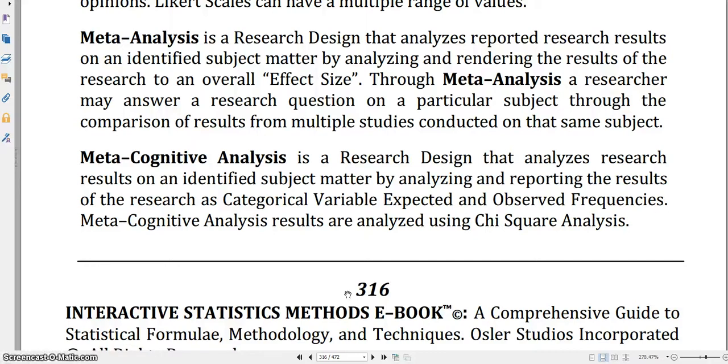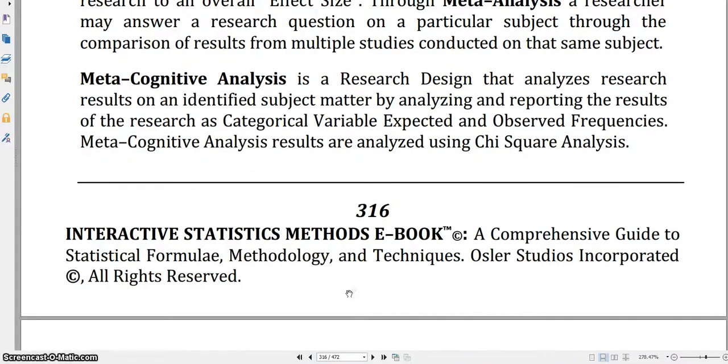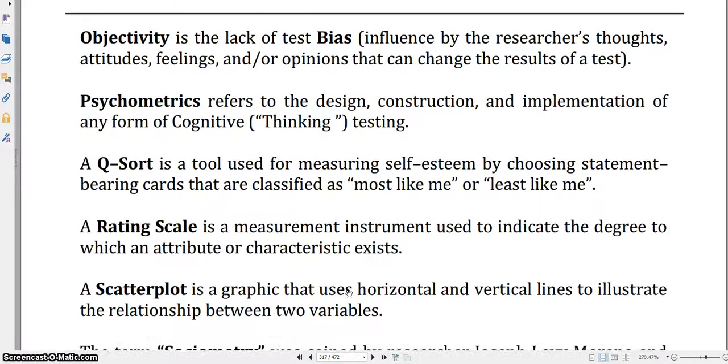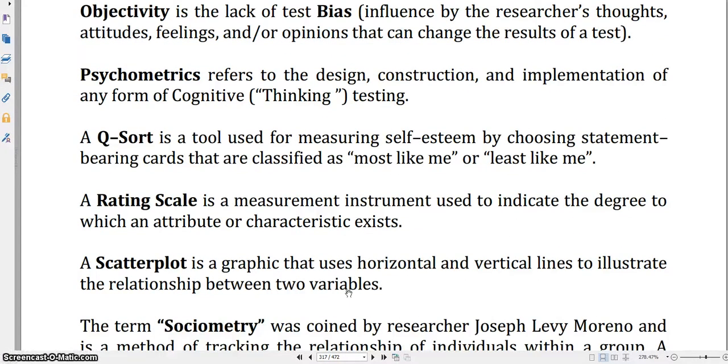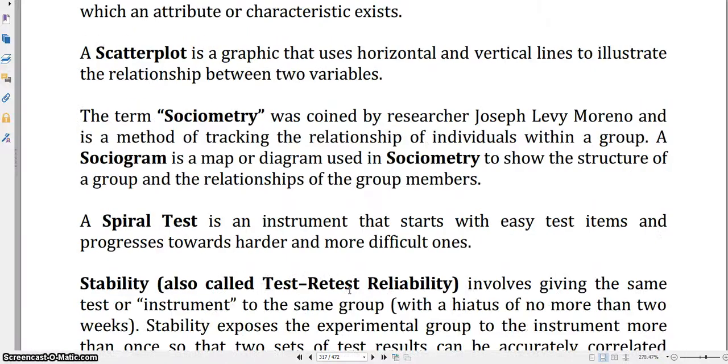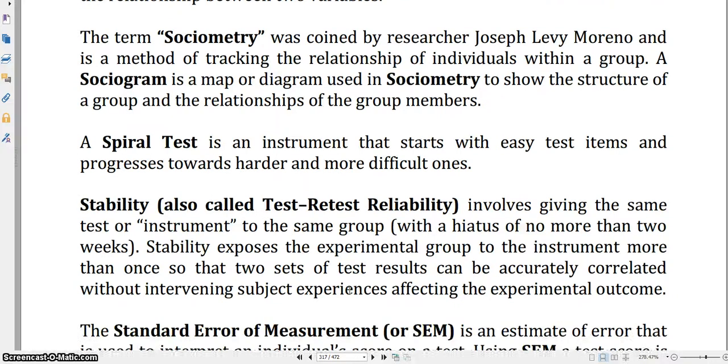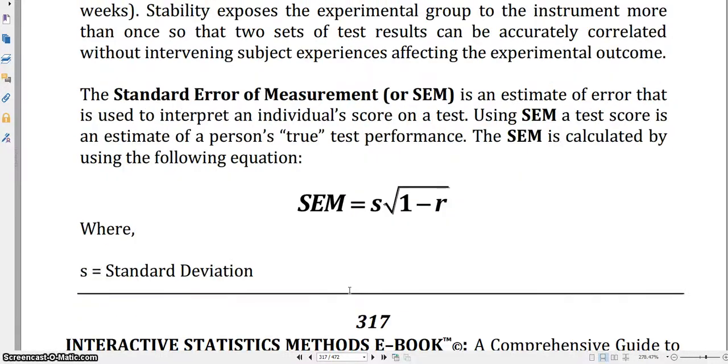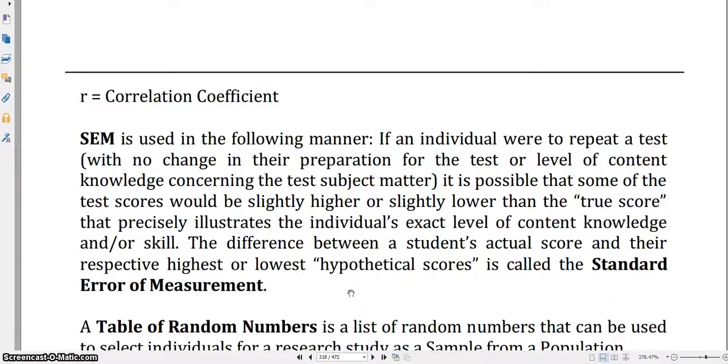Metacognitive analysis deals with the ability to look at, through chi-square analysis, different areas, such as the liberal arts, where the functionality of a true experimental design will violate the protocols in that particular educational arena. So these are some of the things that we can look at. Okay? And there's objectivity there, psychometrics, actually testing, and then we get back to some of the things you saw before: scatter plot, sociometry, okay, and spiral testing stability. So reading this language of statistics will better prepare you to understand statistical tests.